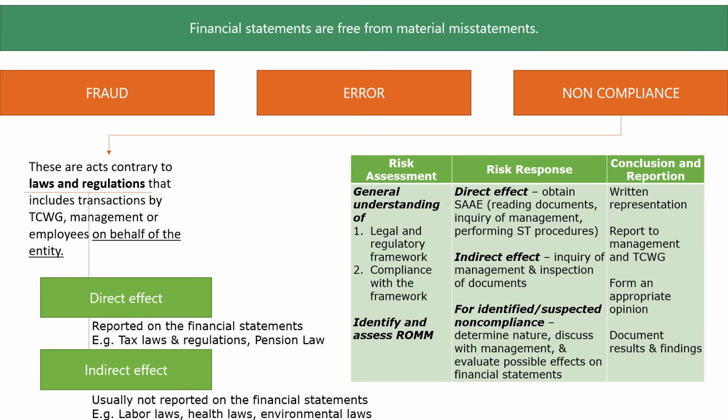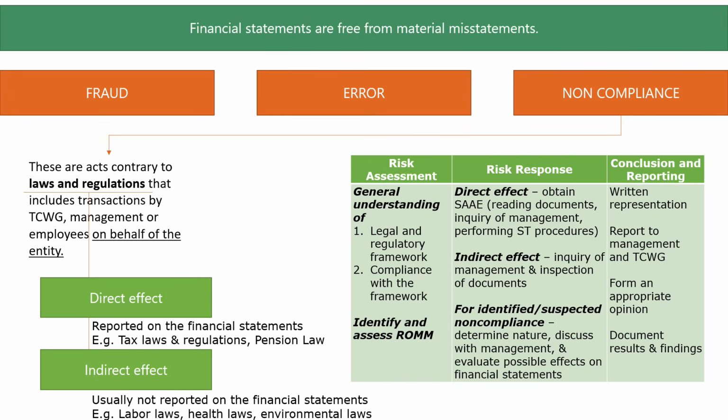Now, in case of conclusion and reporting, similar to fraud and error, non-compliance is also part of management's written representation, and similar to fraud and error, if there are instances of identified or suspected non-compliance, they have to be reported to management and TCWG. The auditor will have to evaluate if this will have any effect on the opinion, and of course, documentation of the results and the findings is key.